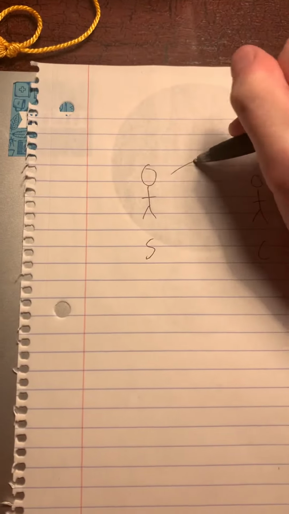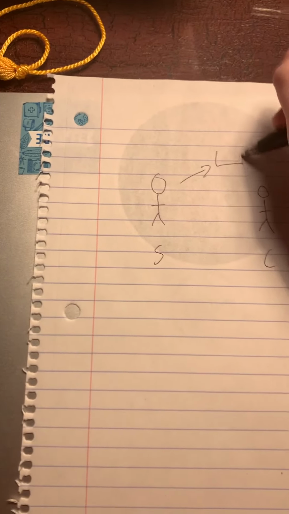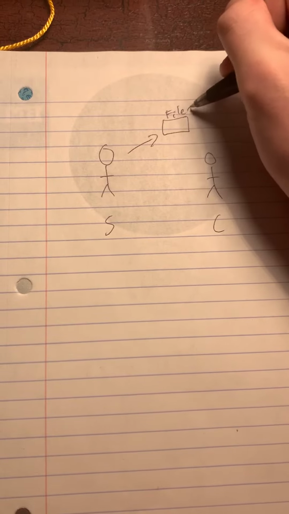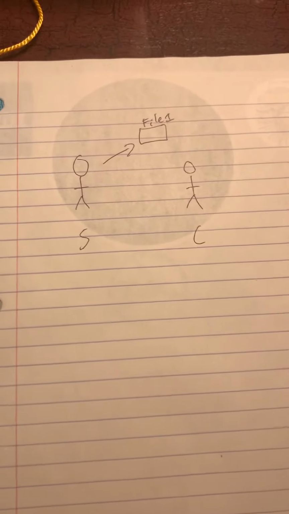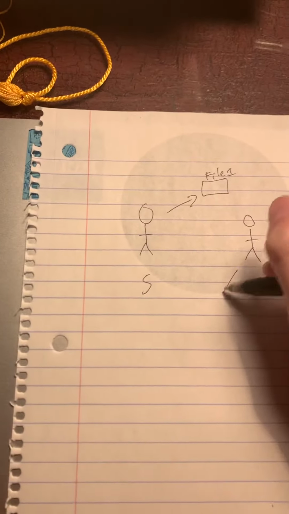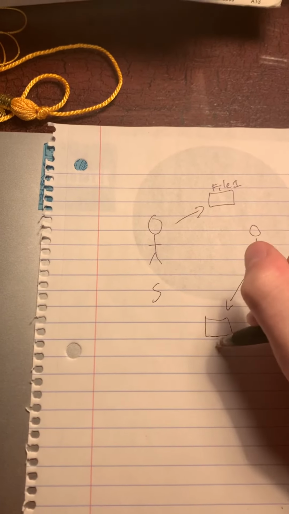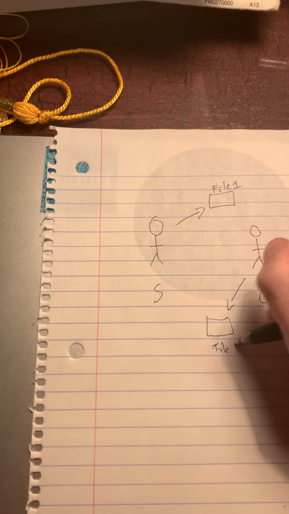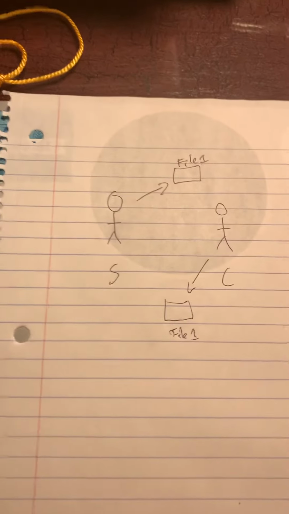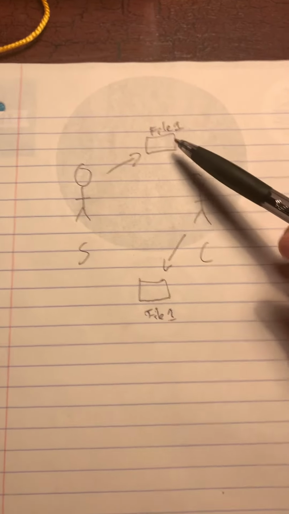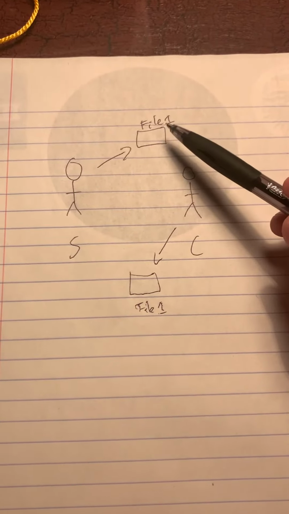And say the S process creates a file 1. Now if C tries to create a file called file 1, the system's not going to allow that because file 1 already exists.